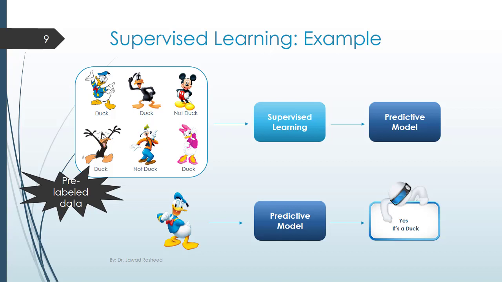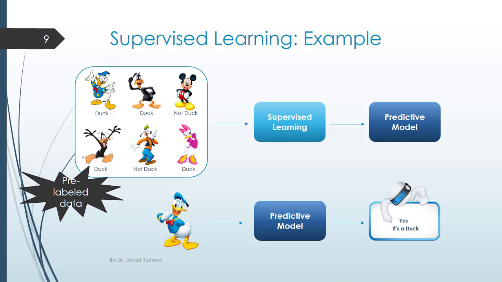Once the model is trained, you can give a new picture. At the bottom of this slide you can see we are giving a new picture of a duck to the predictive model, and then the model predicts that, oh yes, it is a duck.